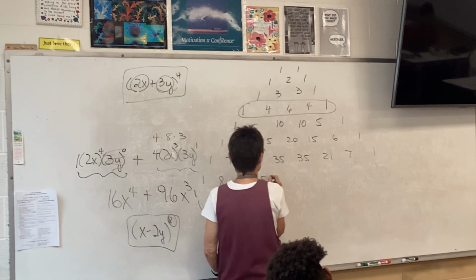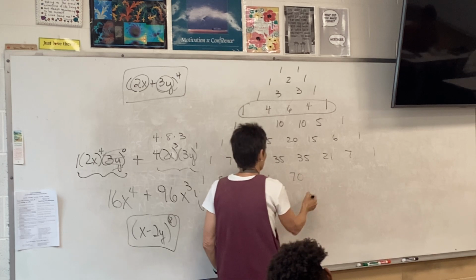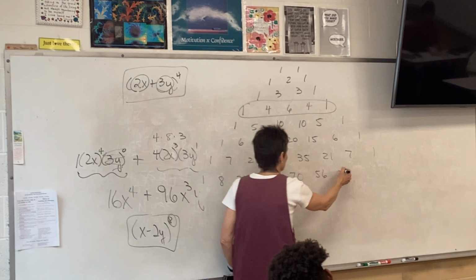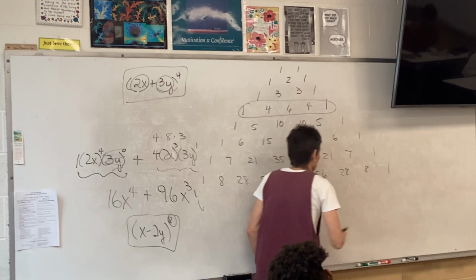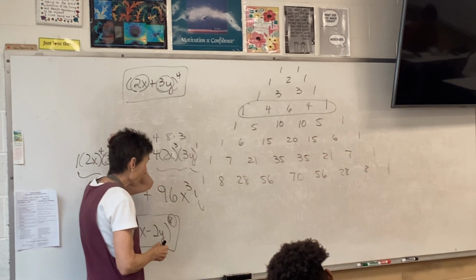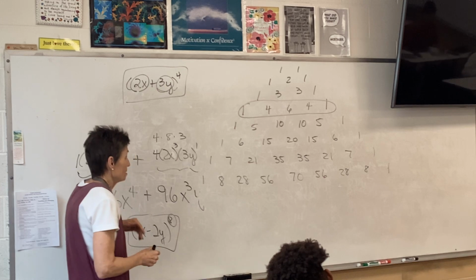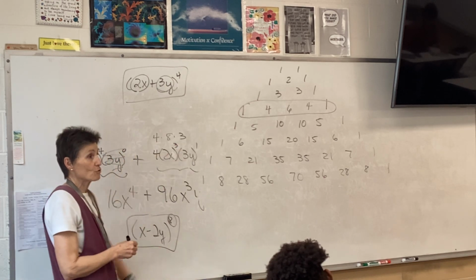Numbers get big kind of fast. So I don't know, did I add right? Yeah. So there's the 8th row of the triangle.